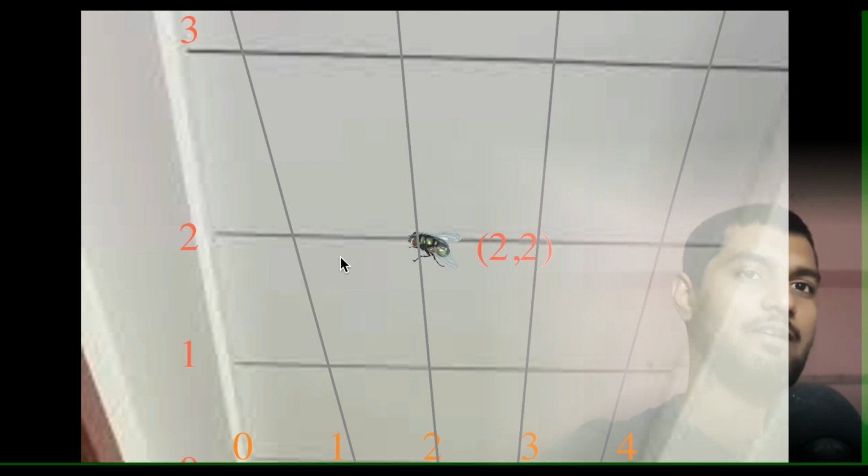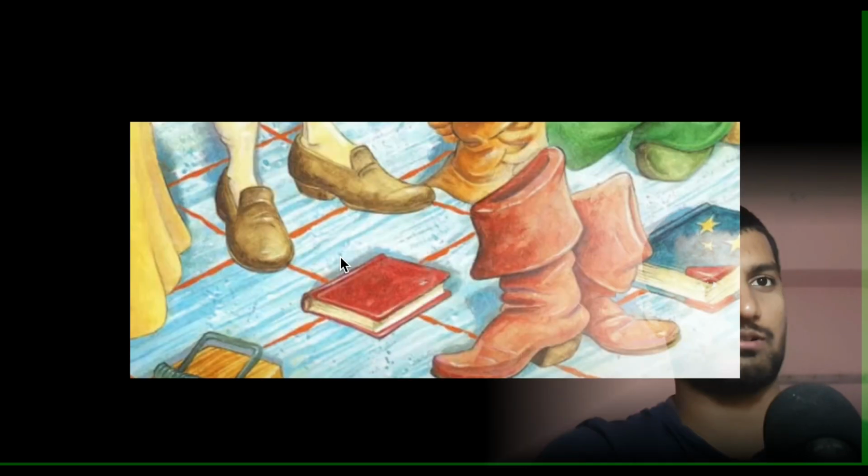So this way we learned about the coordinate system, right? We can draw vertical lines and horizontal lines, like a grid system, and then you can have these numbers, and you can use them for the location.